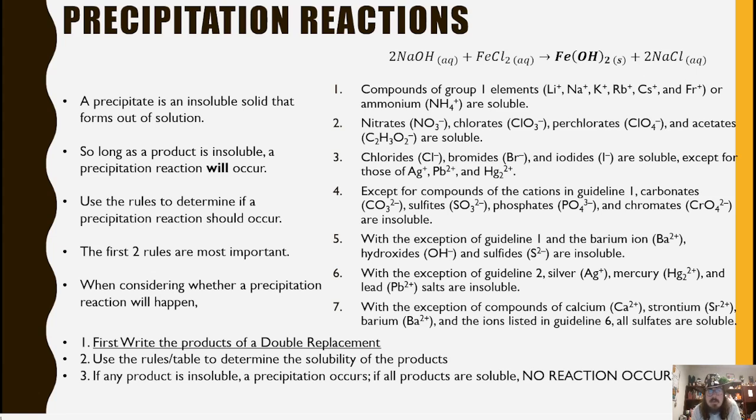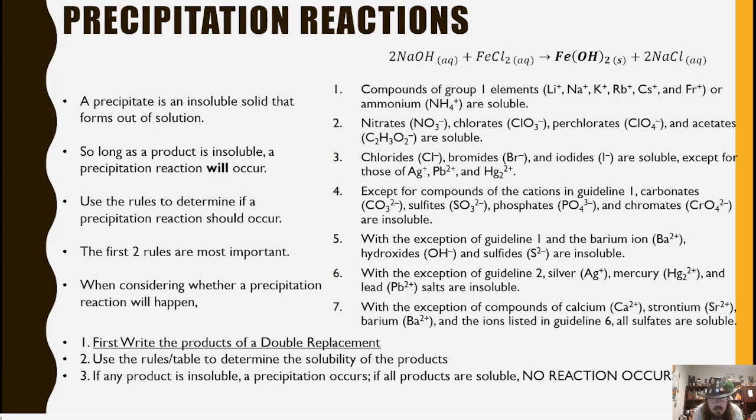So, when looking at precipitate reactions, we're doing a double displacement. We are mixing a compound with another compound that are both aqueous. A precipitate by nature is an insoluble solid that forms out of a solution. It forms regardless of what you do, it's going to form. And so long as the product is insoluble, meaning if it should form a solid, it will form a solid. If you look at the double displacement, and it should be solid, it forms a solid.